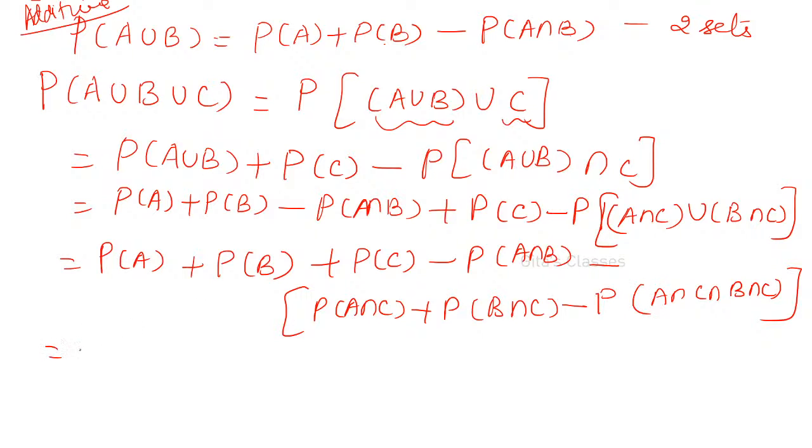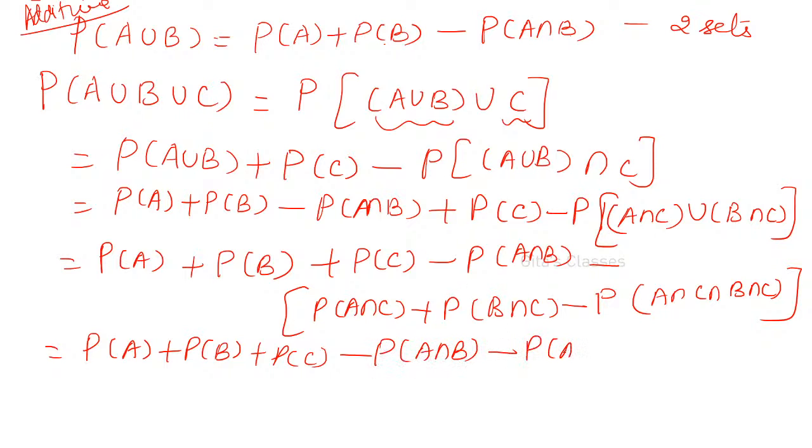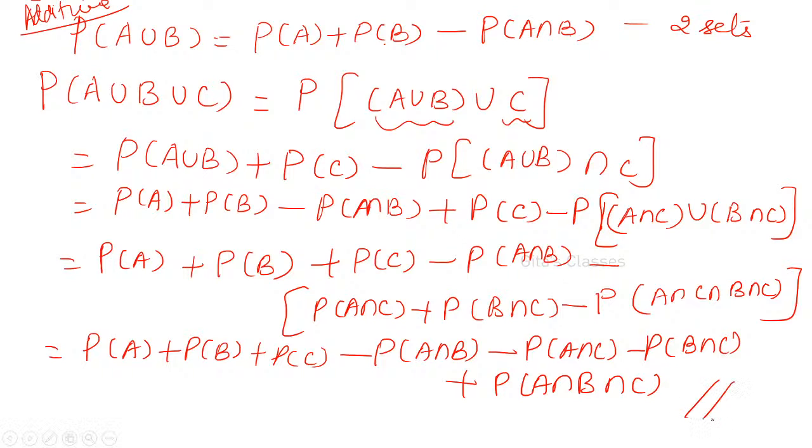So this is equal to P of A plus P of B plus P of C minus P of A intersection B minus P of A intersection C minus P of B intersection C, and this minus and minus will be plus. So plus P of A intersection B intersection C, since C intersection C is C only, so you can write it only once. This is the proof for three sets. Right?